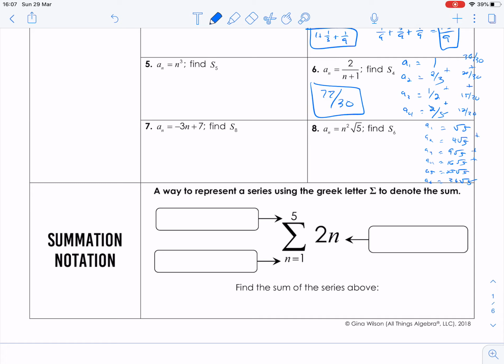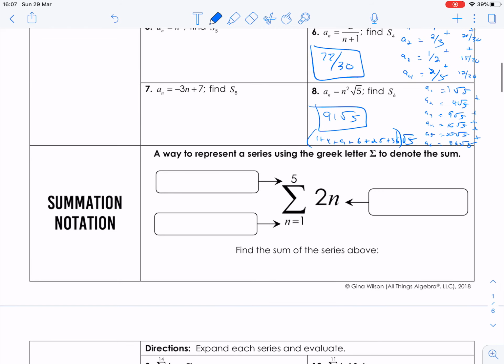And we can add these together, actually, because they all have the same radical, square root of 5. So we end up with 91 square roots of 5. It would basically be 1 plus 4 plus 9 plus 16 plus 25 plus 36, all times the square root of 5. And that's 91.